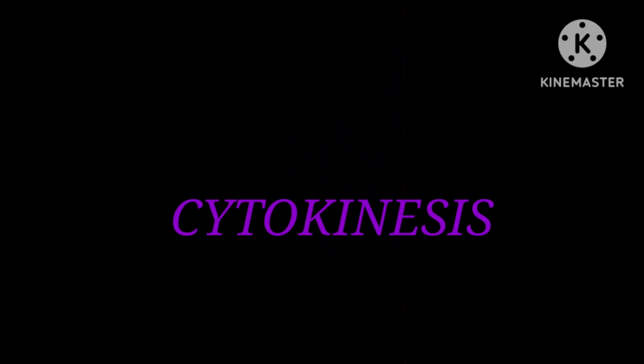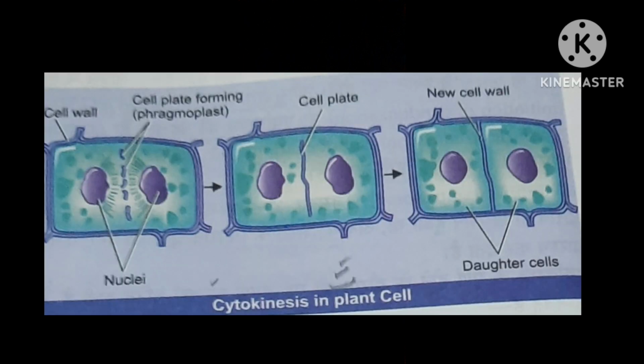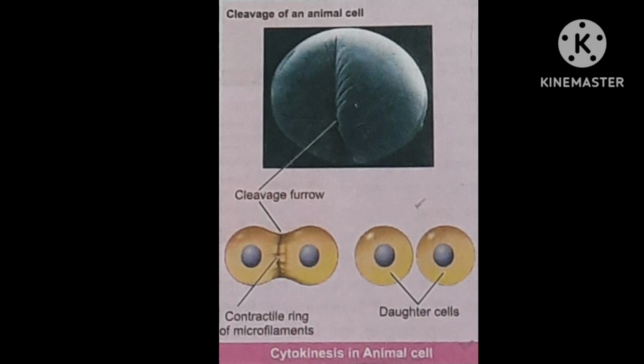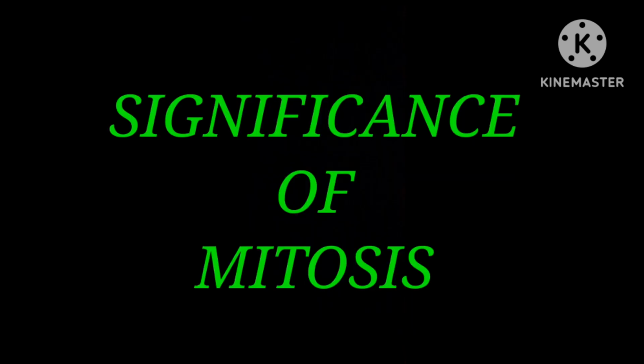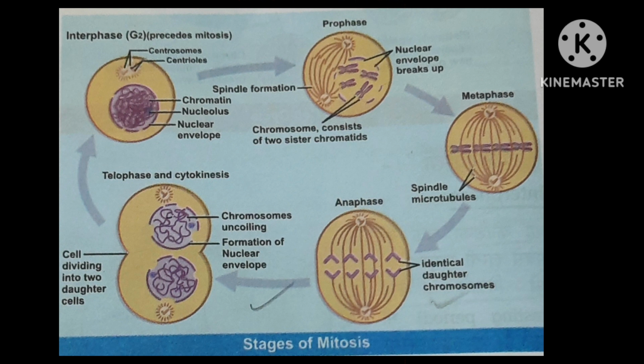Cytokinesis starts by cell plate formation. After this, the significance of mitosis is as follows. First, it results in the formation of two identical cells. The second significance is that the daughter cells formed have the same genetic constitution, quantitatively and qualitatively, as the original cell from which they have been formed. The third importance is that mitosis is necessary for growth in plants and animals. It also brings about reproduction in unicellular organisms.